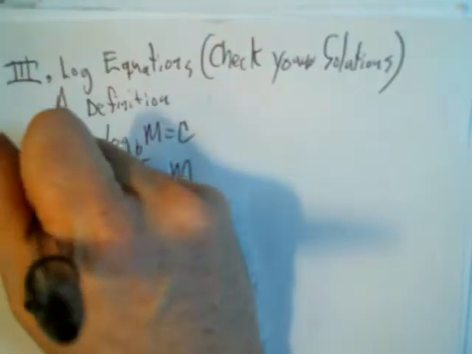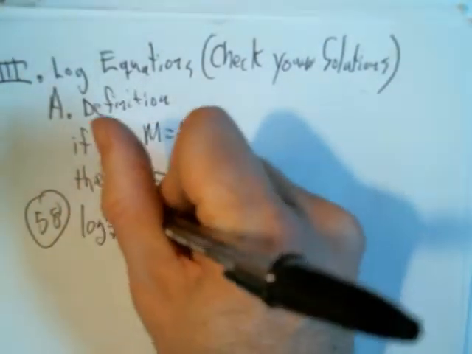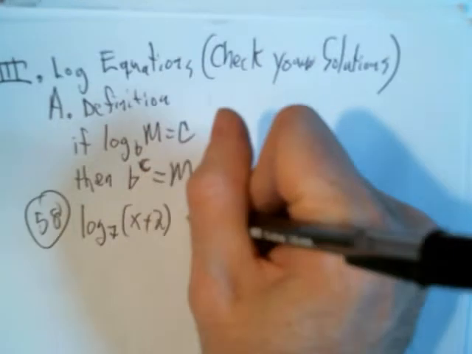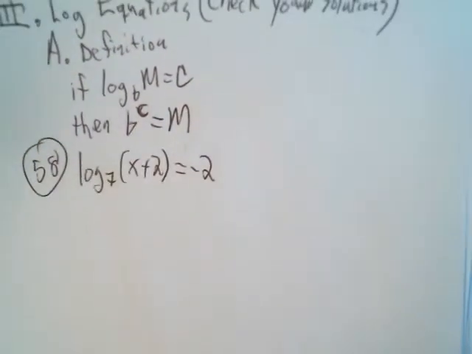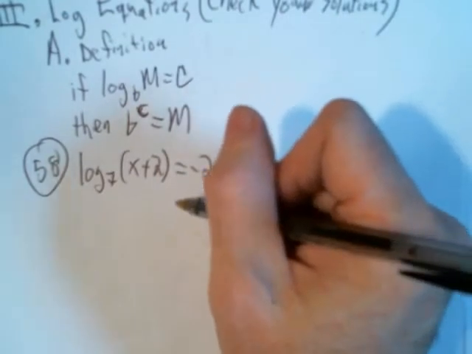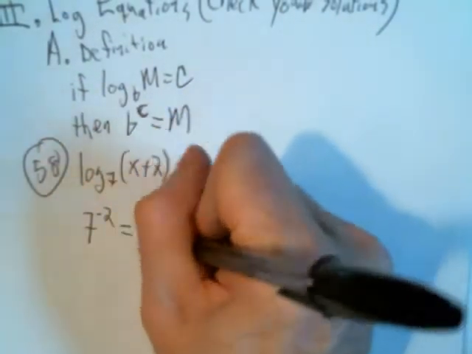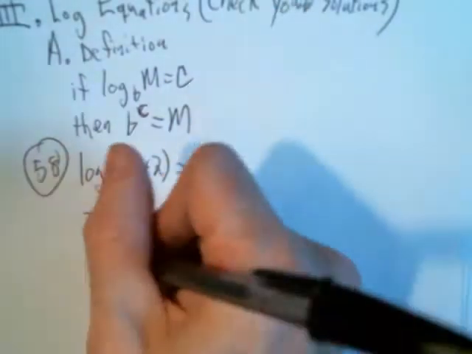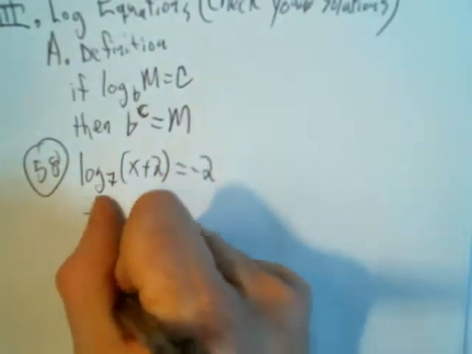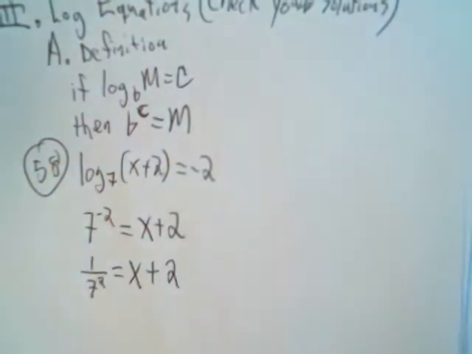Okay, so let's look at number 58. We have log base 7 of x plus 2 equals -2. So we change it into an exponential expression. 7 to the -2 is equal to x plus 2. Okay. 7 to the -2 is the same as 1 over 7 squared. And all we're doing at this point now is solving for x.